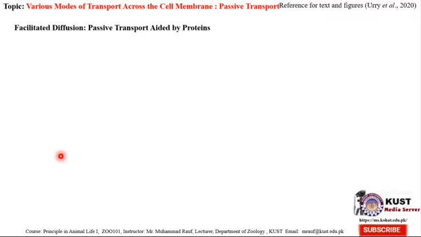So now facilitated diffusion. Facilitated diffusion is also passive transport, but it is aided by proteins. This means this transport also takes place without the consumption of ATPs, but instead of passing directly through the plasma membrane, this transport is facilitated by the embedded proteins.